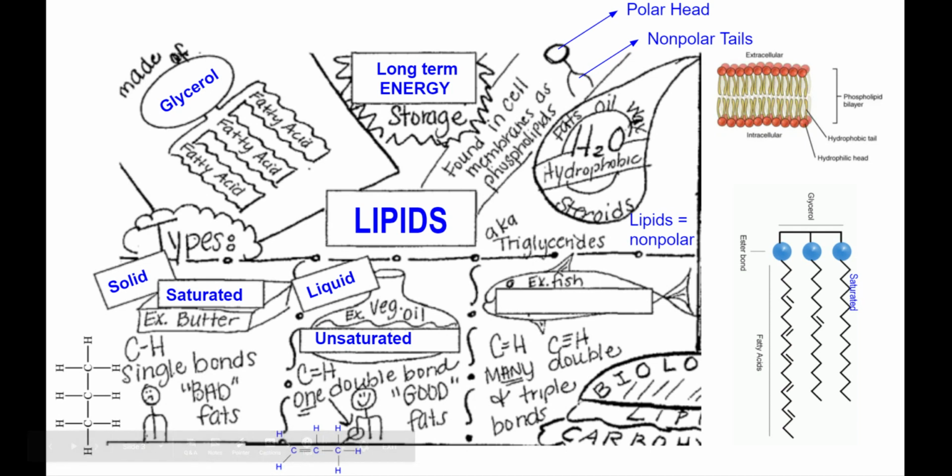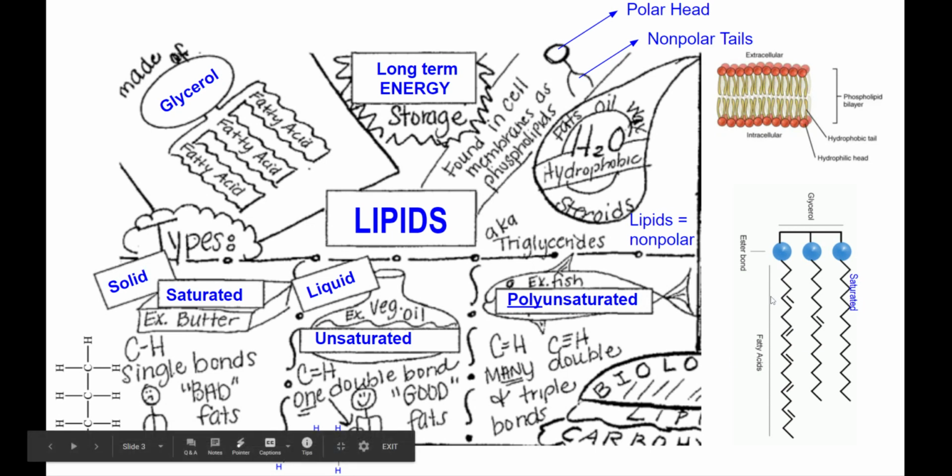And then finally, they talk about the really good fats for you, what you might find in fish. We can have something called polyunsaturated fats. And these are fats that have multiple double bonds in them. And you can see this picture right here.